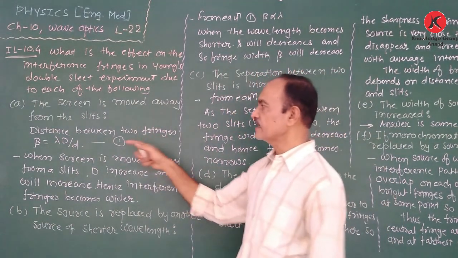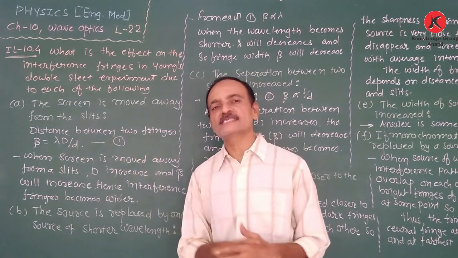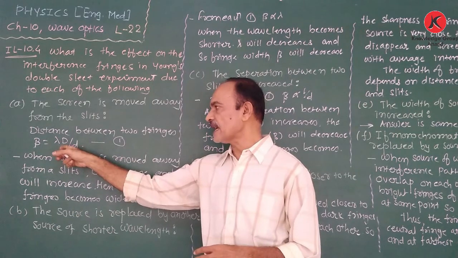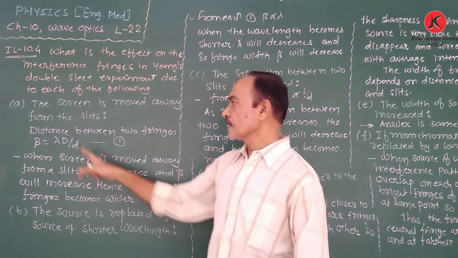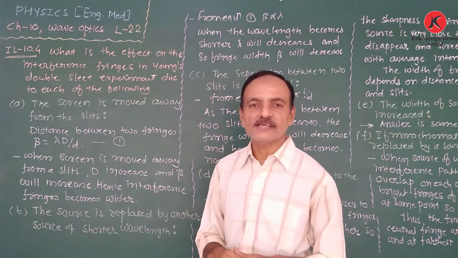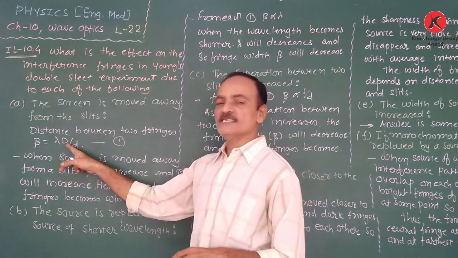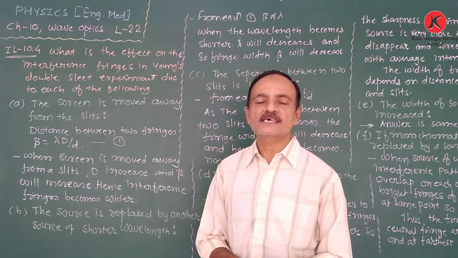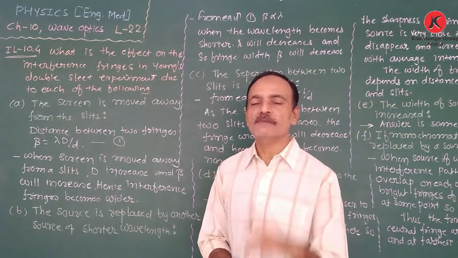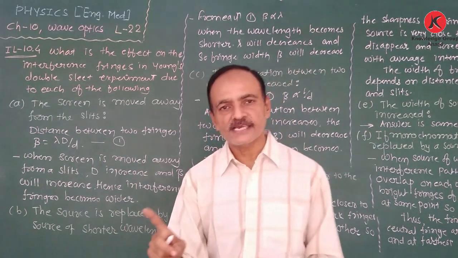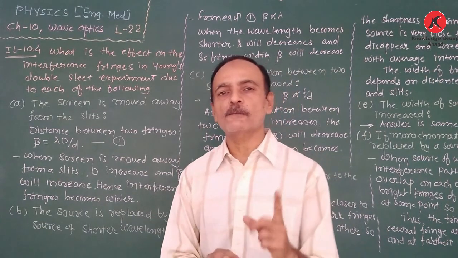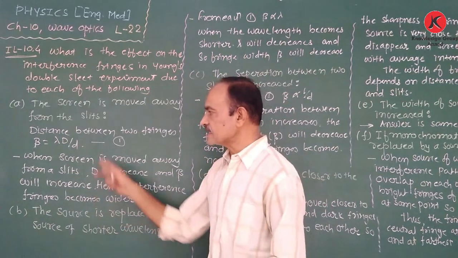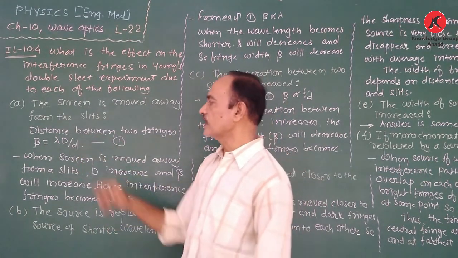We know that the distance between two fringes, denoted as beta, is equal to lambda D upon d. Lambda is the wavelength of light used, capital D is the distance between the screen and slit, while small d is the separation between the two slits, because in Young's double slit experiment there are two slits to obtain coherent sources. The separation of these two slits is small d.